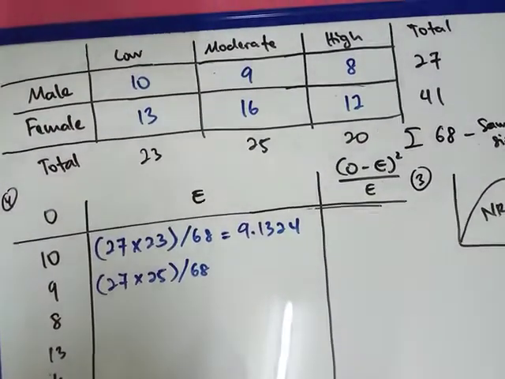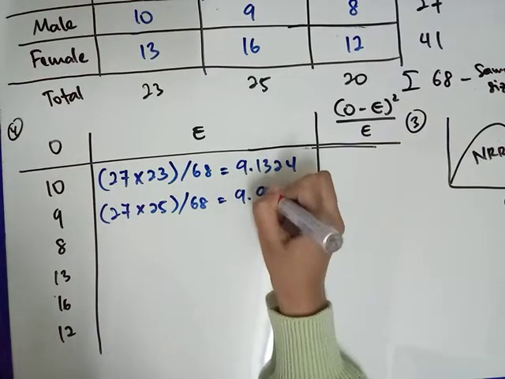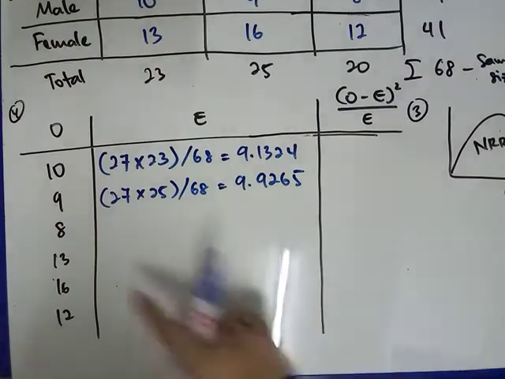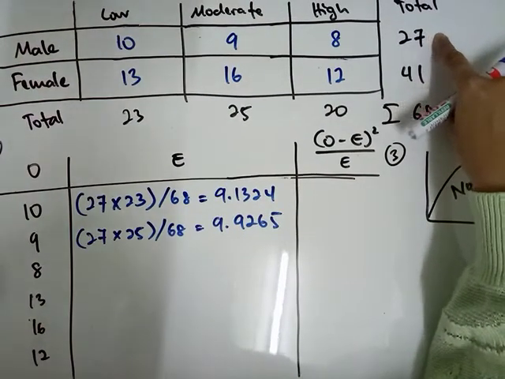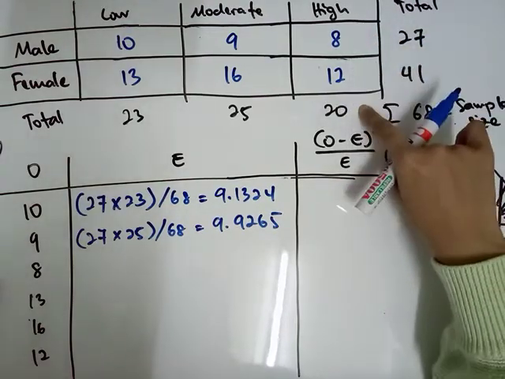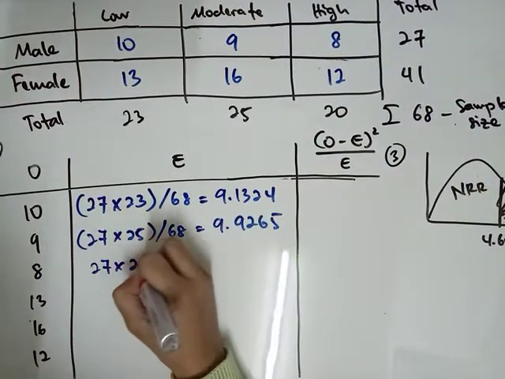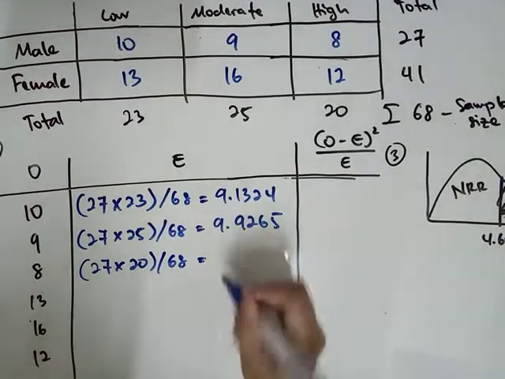Okay, so awak calculate, you will get 9.9265. Okay, for element 3, which is 8, the row total times the column total for element 8. Okay, 27 times 20 divide 68. Okay, berapa awak dapat?